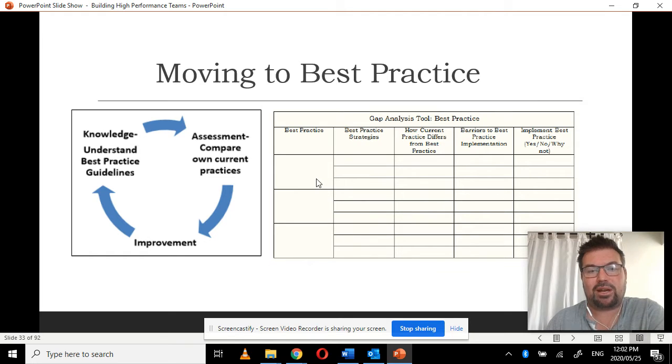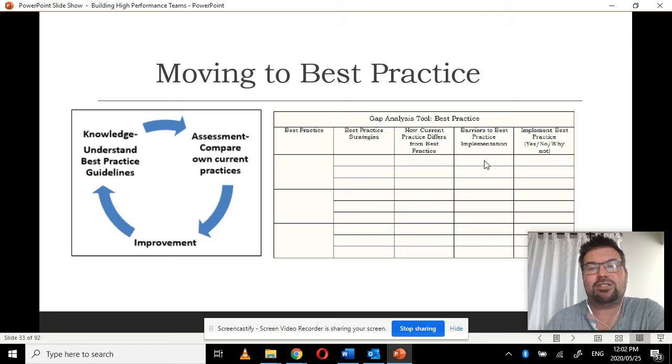So over here, best practice. Okay, so we're going to be looking at scanning versus printing. Best practice strategies. Well, the company down the road, all they do is they scan in all their documents. All right. Now over here, how does our current practice? Well, currently we print all of our papers and then we put them in files.